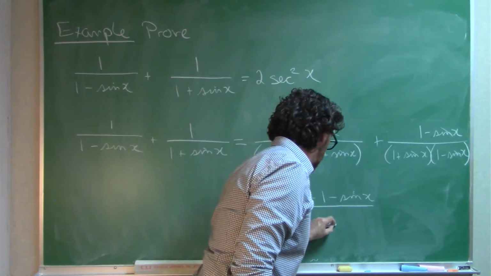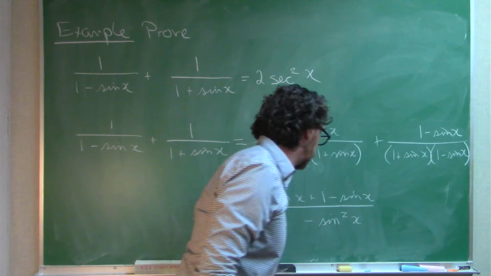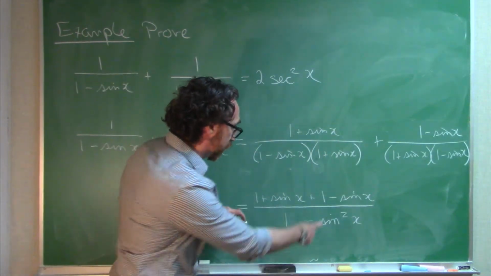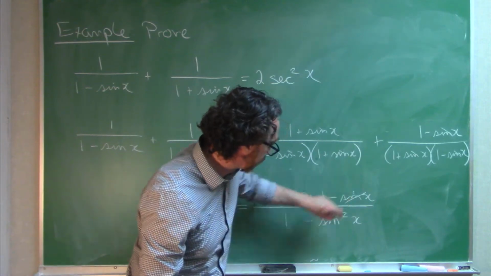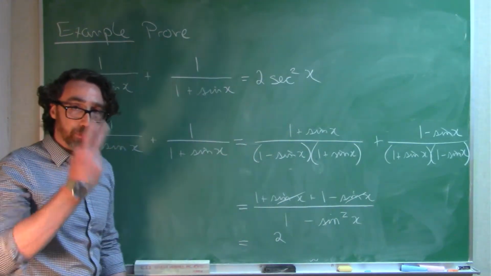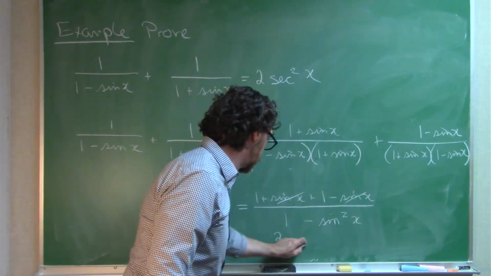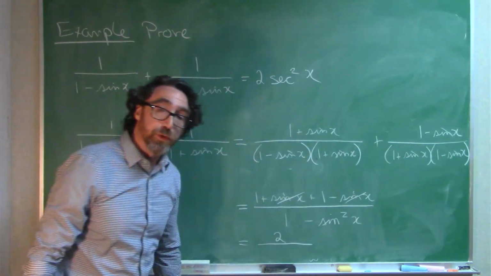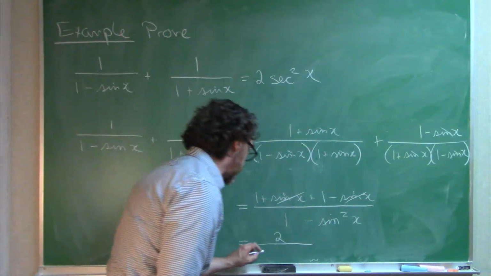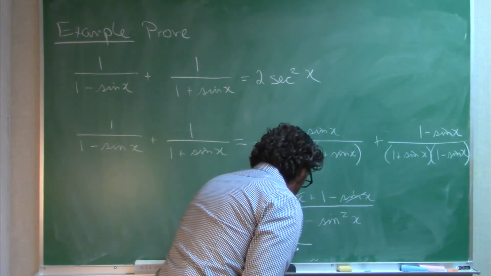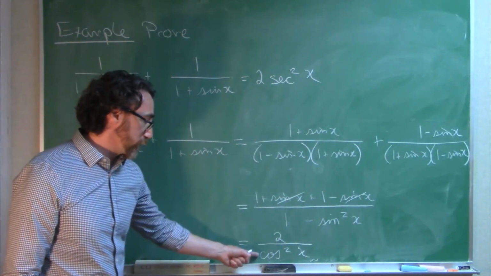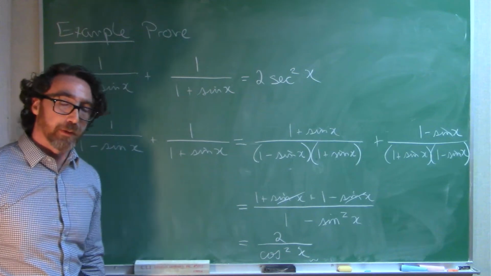Negative sine squared x. All right, up top, I'm seeing I got a plus sine x, a minus sine x. Those go away. I'm left with 1 plus 1. 2 in the numerator. Down here, use your Pythagorean identity. 1 minus sine squared, you can replace that. Cosine squared.